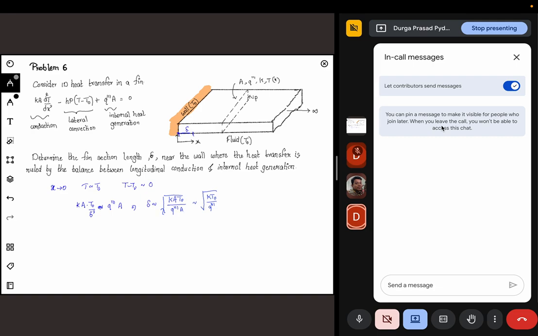So depending on which region you are interested in, if you substitute the values of K, T naught and Q triple prime for your particular problem, and if you are very close to the source, then you can neglect this particular term. If you are very far away from the source, you can neglect this particular term. If you are somewhere in between, that's when you have to consider all the terms, and then you have to solve the full equation.